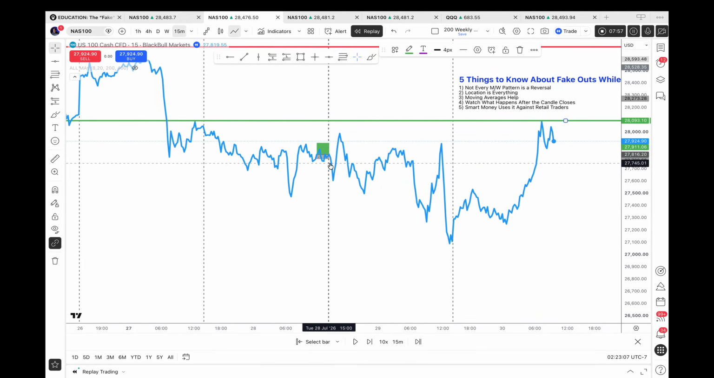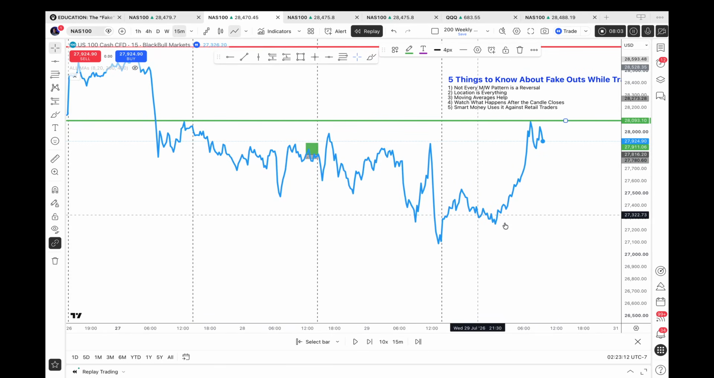Now, just having that conversation, location is everything. You can see that this market is actually making higher lows. And so to take an M pattern in an active uptrend would be one of those things where you have to pay attention to the location.